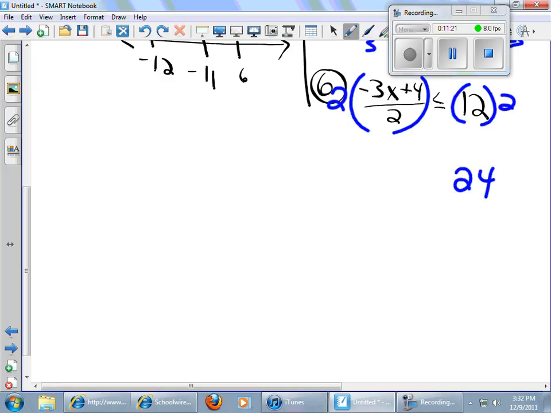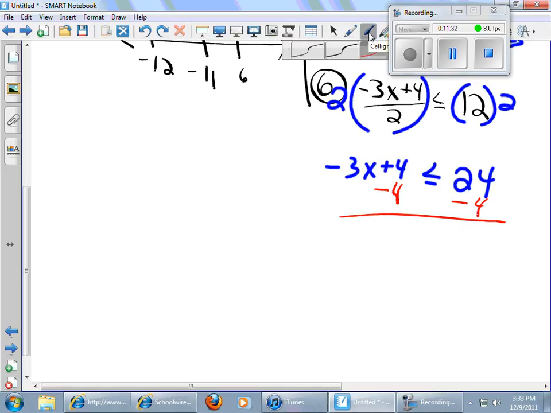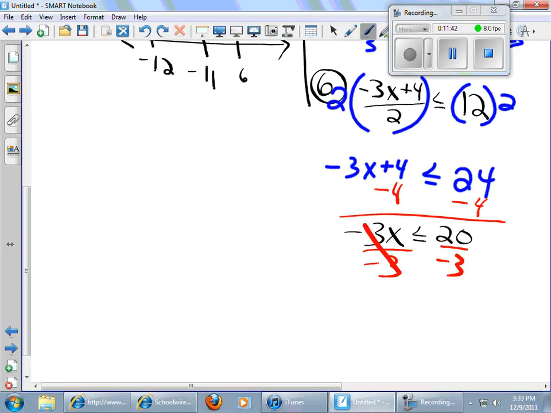I'll get 24 over here. I'll get negative 3x plus 4. I'll subtract 4 from each side, giving me negative 3x less than or equal to 20. I'll divide each side by negative 3. Whoop, whoop. I divided by negative 3. Negative 3 will go into 20 negative 6 times. And it'll be 2 short, so it'll be 2/3. Okay, on a number line, that is a 3 there.